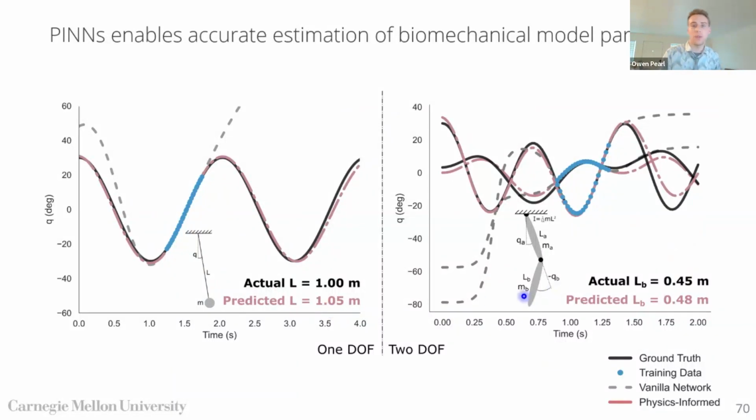And there's a similar story for the 2-degree-of-freedom system when I was trying to learn the length of the shank, or segment B, if you will. Even with some sparse data, it was able to match the trajectory pretty well and predict the leg length with some fair accuracy. And there's a trade-off here where if I were to give data from the whole trajectory, I would get virtually perfect estimation of those parameters. So yes, it seems that PINNs is able to accurately estimate these biomechanical model parameters.